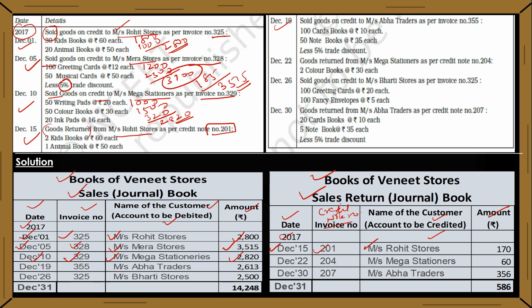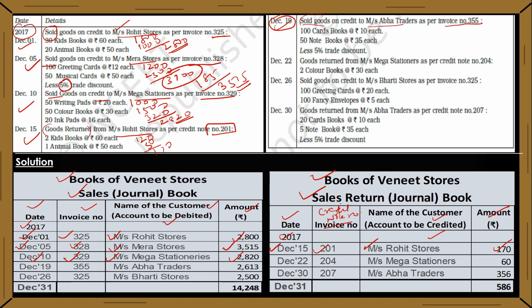What is the amount? 2 into 60. 2 kids books at rupees 60 each, 120. One annual book at 50 each is 50. 170 will be taken to Messrs. Rohit Stores. Next, on December 19th, sold goods on credit to Messrs. Abba Traders as per invoice number 355.